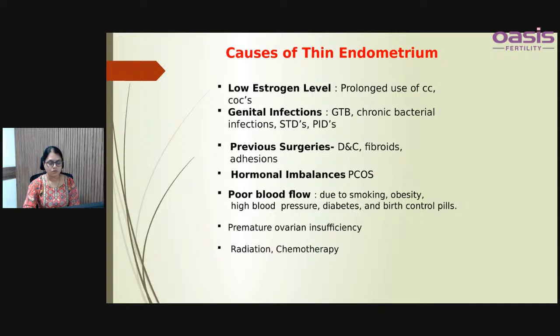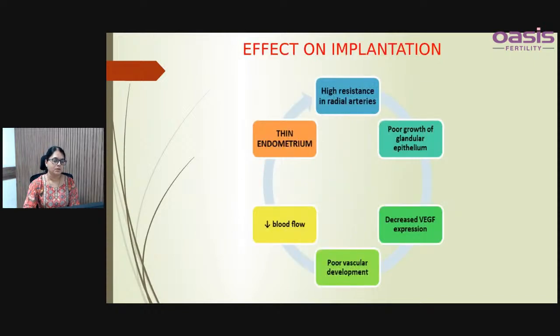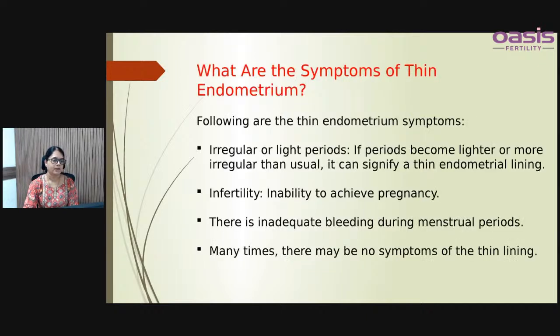So these are all the causes for thin endometrium. These all affect implantation, like a high resistance in the radial arteries, which causes poor growth of the glandular epithelium and decreases the vascular endothelial growth factor expression. So poor vascular development causes a decrease in the blood flow in the radial arteries, leading to thin endometrium.